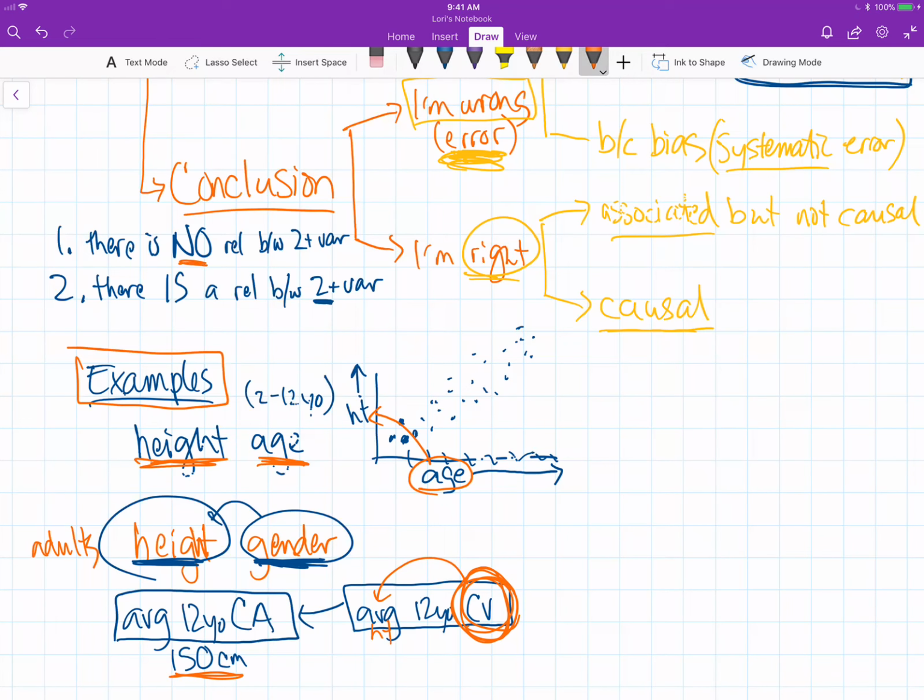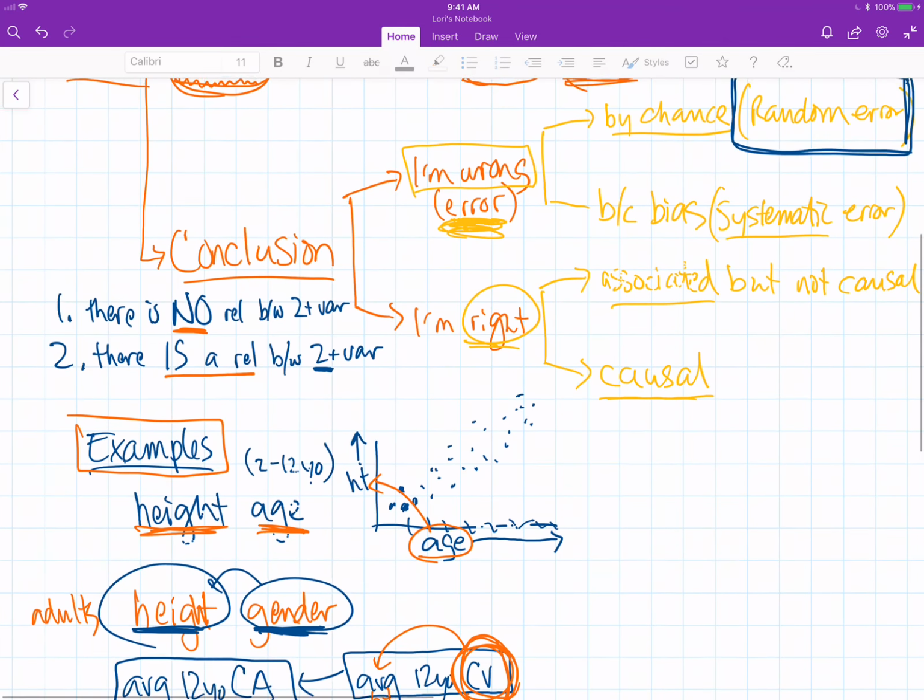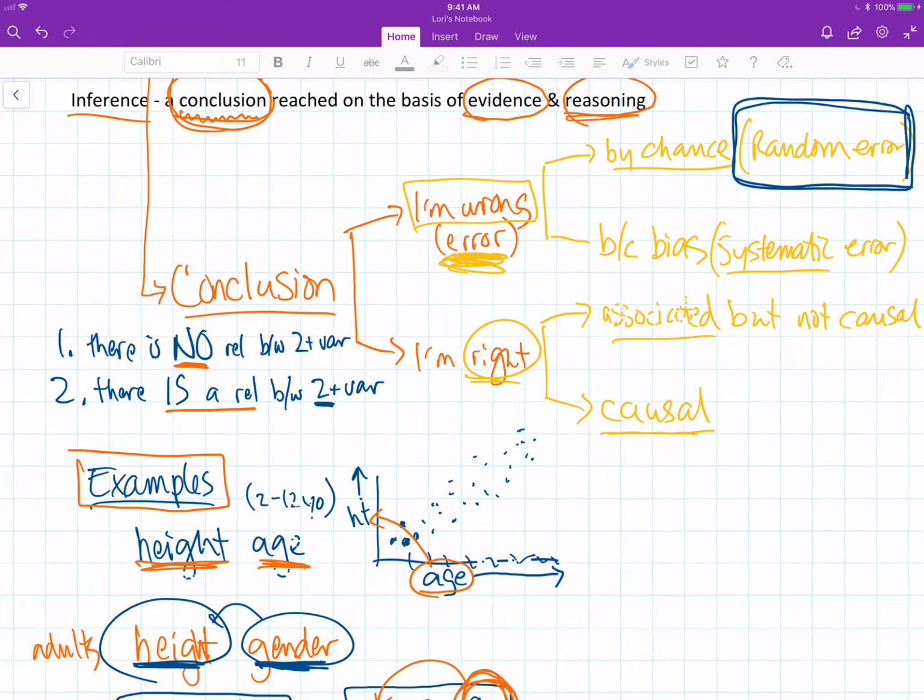These are the kinds of things that we're looking for when we're looking at relationships. First of all, there could be no relationship, or maybe there is a relationship between those two variables. And if there is, we want to be able to spot it. We don't want this random error to get in the way of what we're looking for.